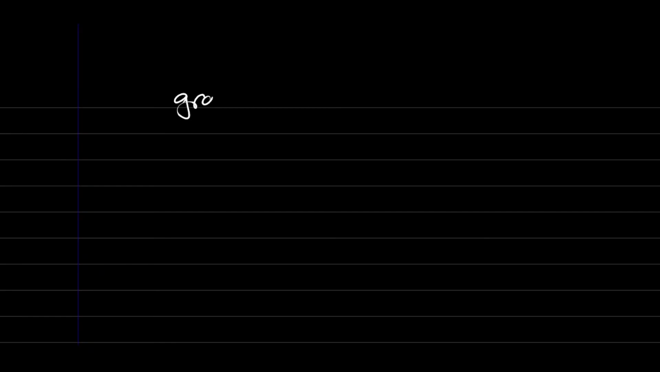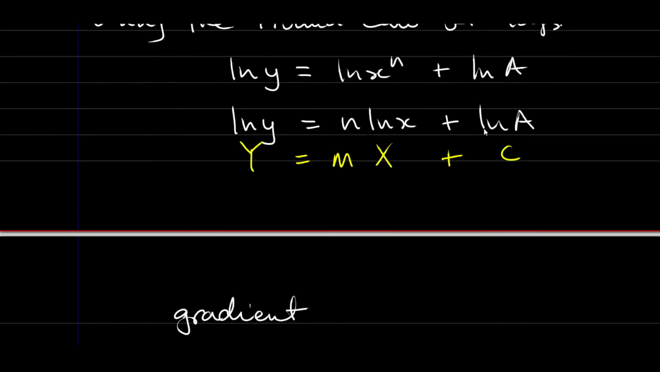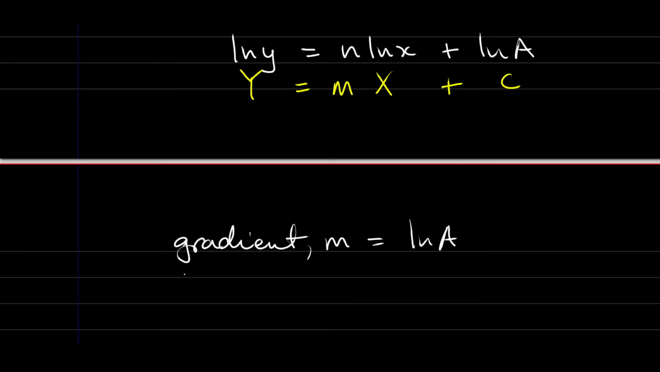So our gradient ended up in this case as n, and the gradient is represented by m. I have not been writing that; I just made the assumption that everybody knew what that is. Gradient m is equal to n, right? And then we have the intercept, the y-intercept.